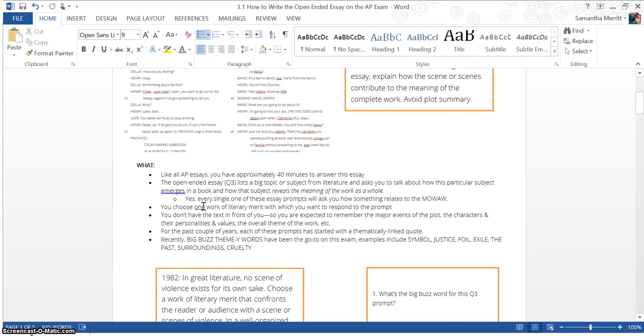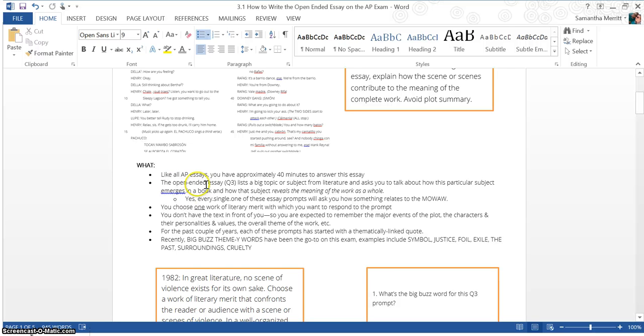You have to choose one, and really just one work of literary merit with which to respond to the prompt. So you're choosing one book or one play. You're not writing about multiple books and multiple plays. You're writing about just A Thousand Splendid Suns, or just A Zoot Suit, or just The Great Gatsby.